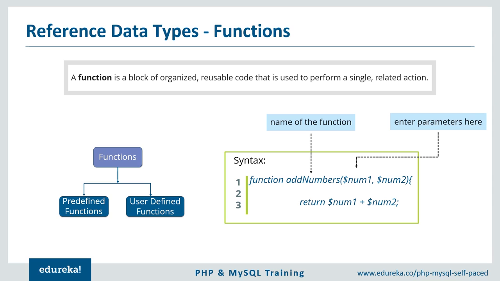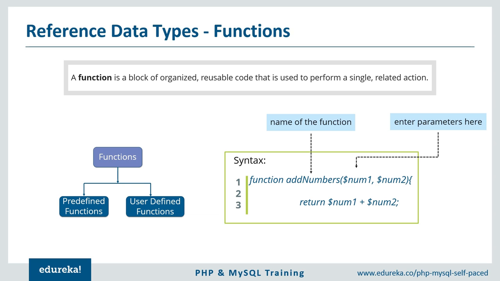So I've made a function out here which adds two numbers and returns it. Now these are the parameters that it takes. Now num1 and num2 are the parameters, and addNumbers is the name of the function. Now functions are a beautiful way to actually reuse code and make your code much more modular.